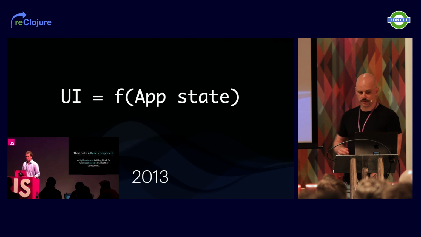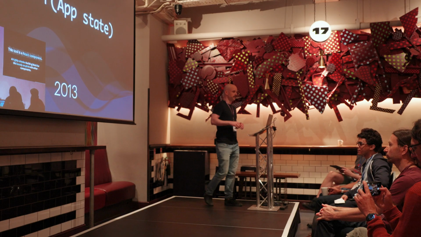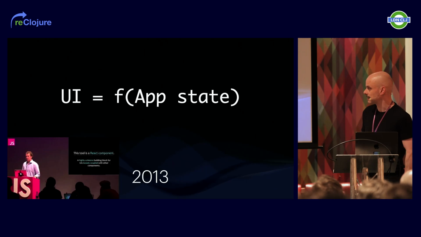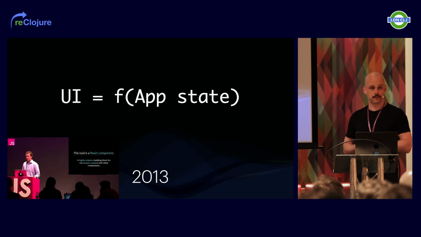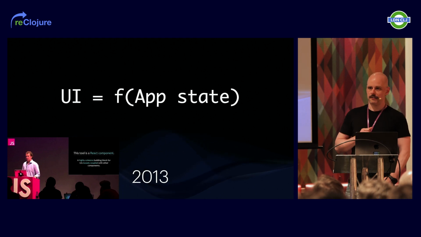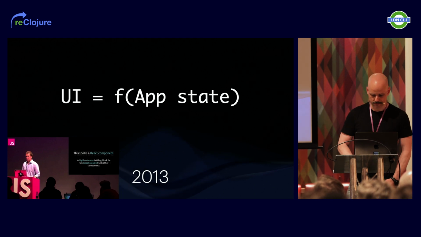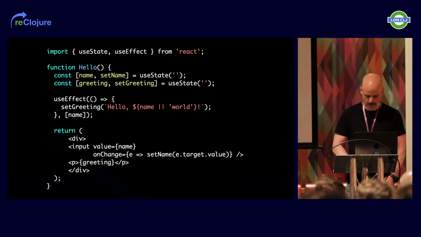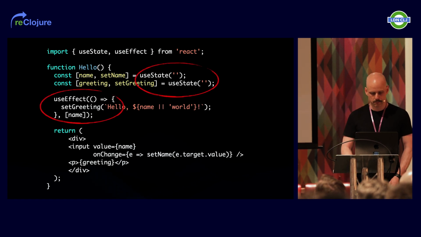So, in 2013, React launched with the idea that the UI is just a function of application state. You'd write your UI as if it were rendered from scratch every time, and the framework would take care of the rest. A wonderful conceptual model. But did React deliver on this promise? Well, depends on your definition of function, but it certainly wasn't pure.